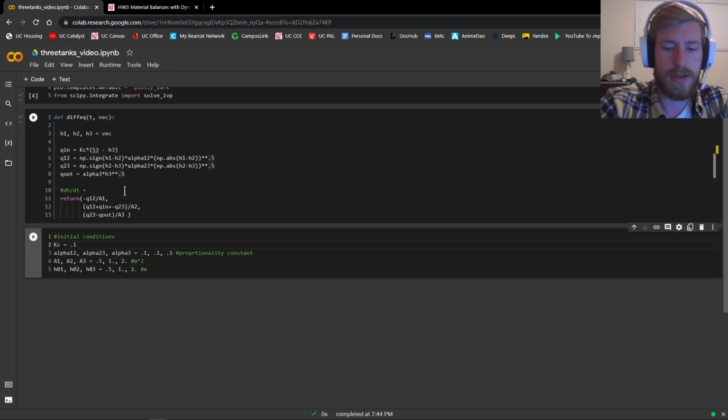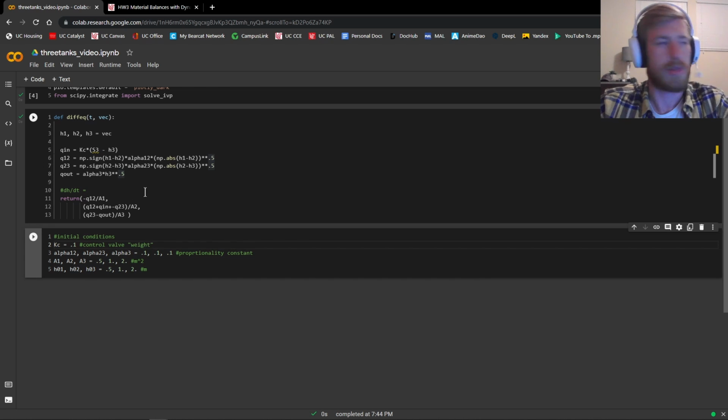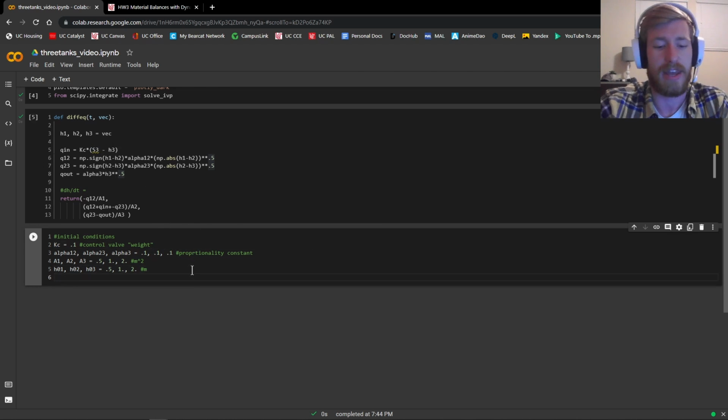I'll make sure to put in comments right here, control valve, and I'll put this in quotes, "weight", because it's not an actual literal weight like how heavy something is. It is just the weight we're assigning to the difference between our set point and our error. And speaking of our set point, we have to add that as well.